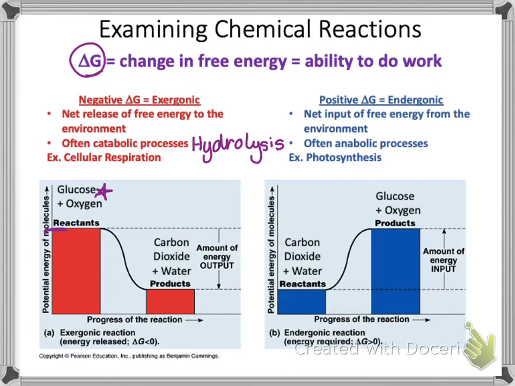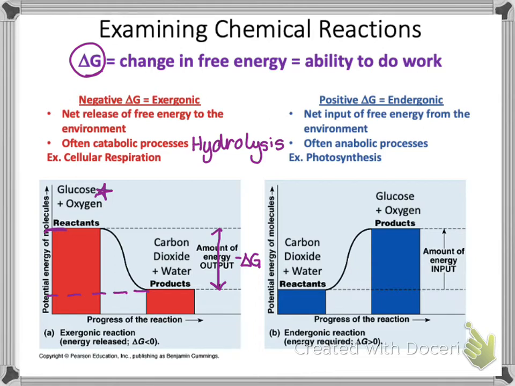Now, as glucose and oxygen go through the catabolic process of cellular respiration to produce the products of carbon dioxide and water, we can see that the products have much lower potential energy. The difference between the energy in the reactants and the energy in the products is the delta G. That's the energy output, and since it is a decrease, we have a negative delta G in this case. We're releasing energy to the environment.